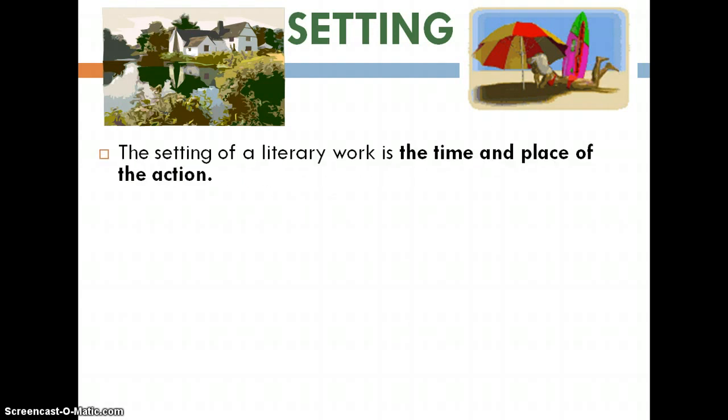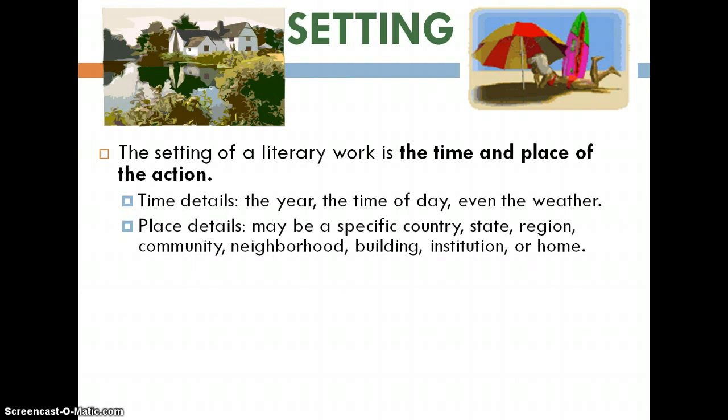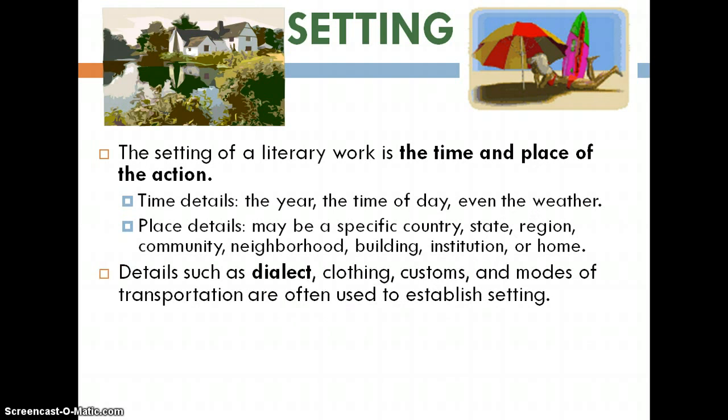Setting. Everyone knows the setting of the literary work is the time and place of the action. But think about time details. That's going to include the year, the time of day, maybe even the weather, because it could be different if it's the beach versus a cold time of year in the weather. The place details. It might be a specific country or state or region or neighborhood or a specific place in the home. So the place could be different kinds of specifications as to what does that place mean.